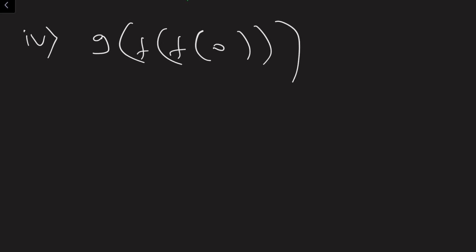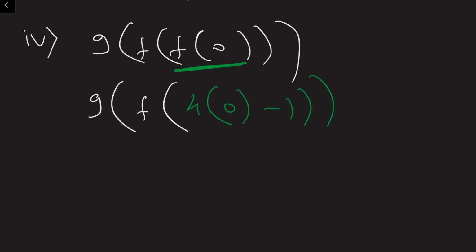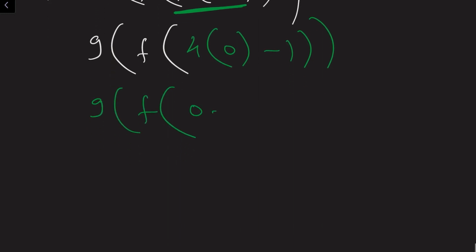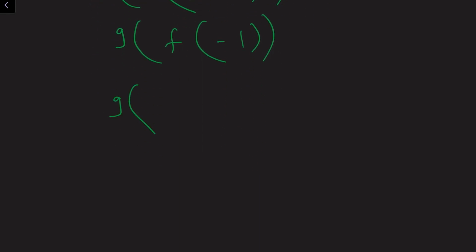What is the value of g of f of 0? G of f of, first of all, what is the value of f of 0? F of x is given as 4x minus 1. So 4 into, in the place of x, 0 minus 1. So we get g of f of 4 into 0, 0 minus 1. So we get g of f of 0 minus 1, which is minus 1. G of f of minus 1.